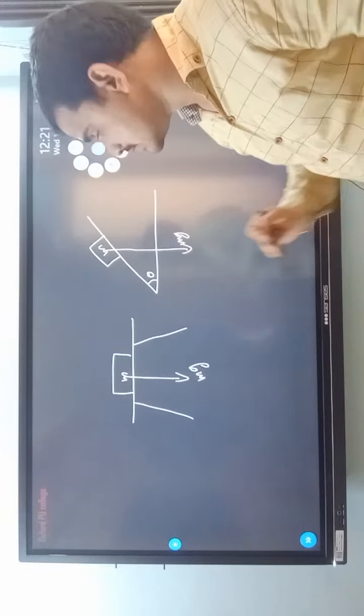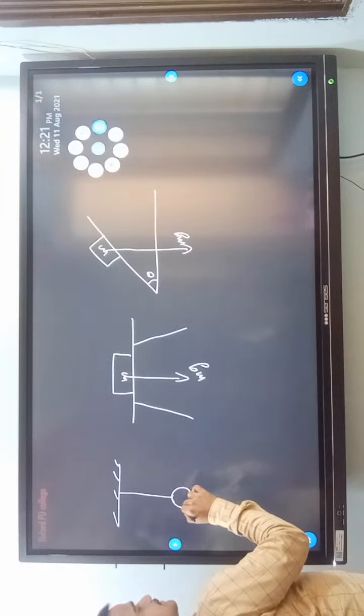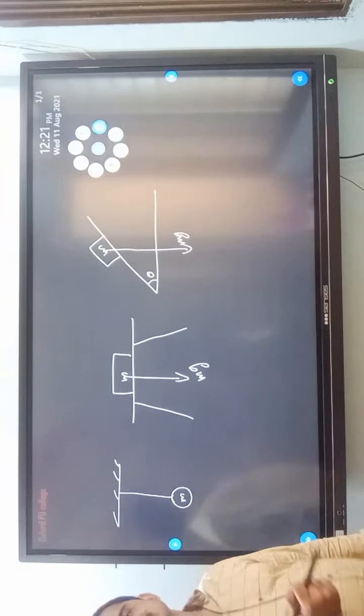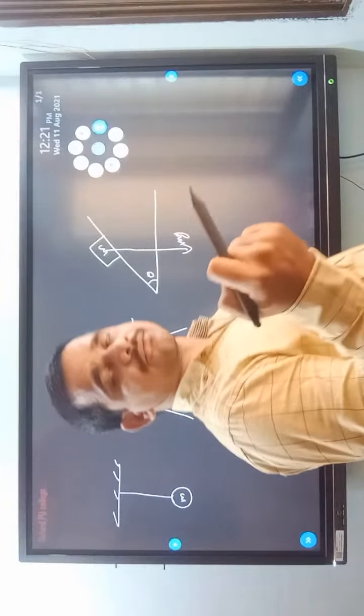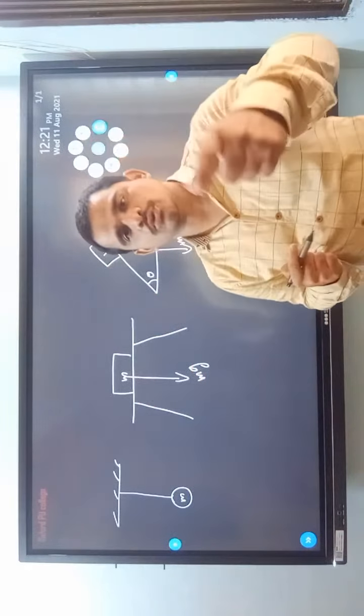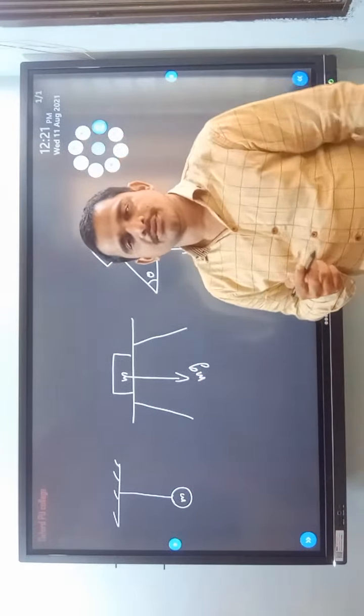I'll take one more example. A metal sphere is suspended from a rigid support with the help of a rope. What is the force? Yes, gravity is acting downward, vertically downward. mg is acting downward, compulsorily. See, in all situations, this mg acts downward itself.